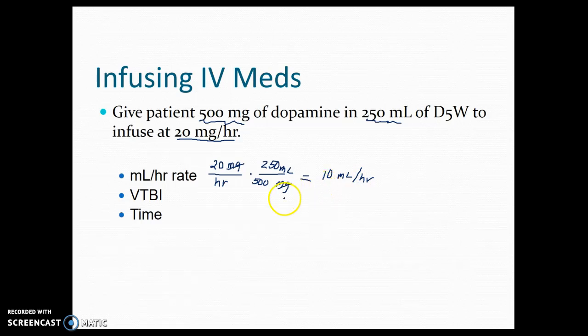The pump also prompts me for the volume to be infused, which is simply reading, and I find that there are 250 mLs in the bag of medication. It asks me for the time.